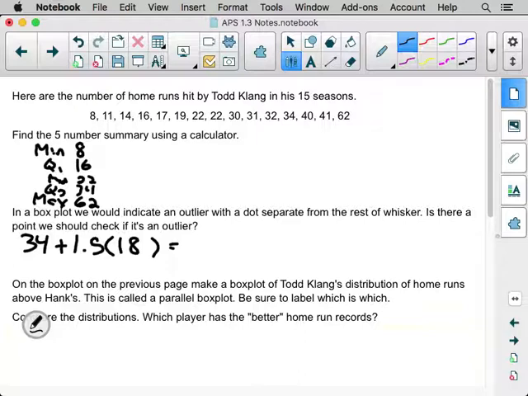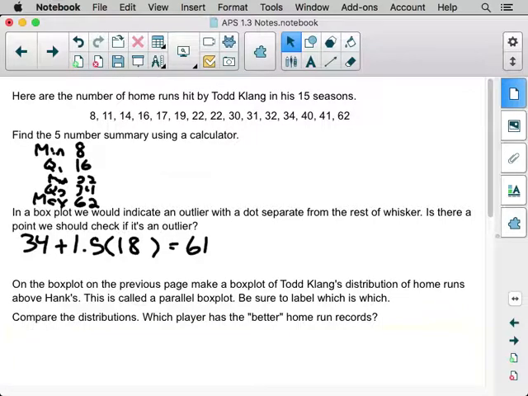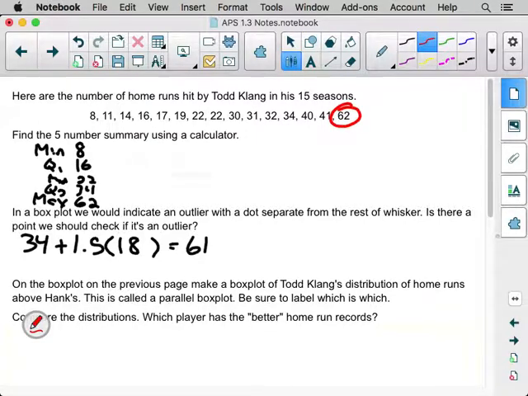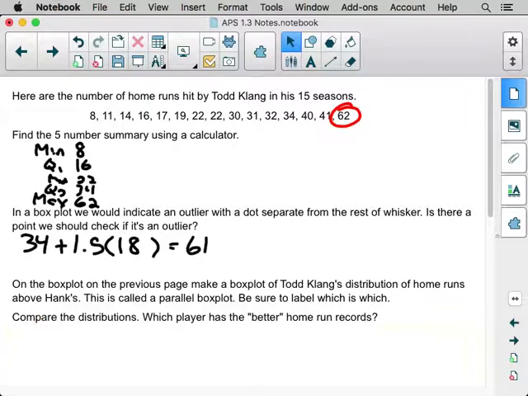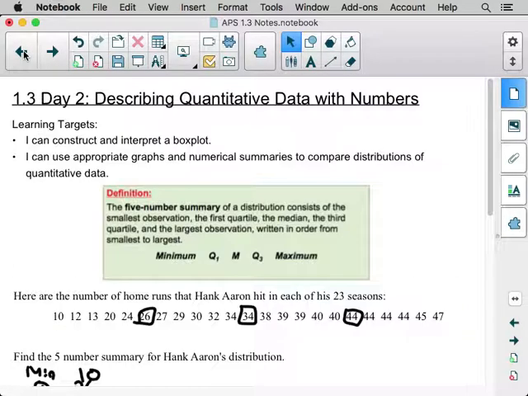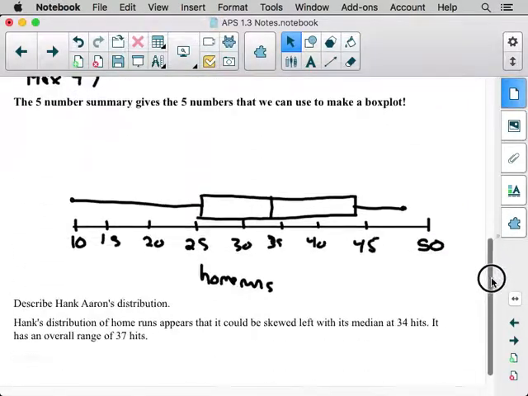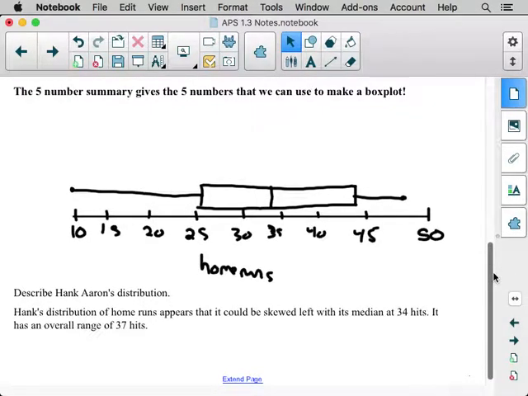Oh, guys, look. There's an outlier. What a coincidence. So remember, anything above this value is an outlier. So here, that means that is going to be disconnected from the rest of our data, the rest of our whisker. So what I want us to do is now we can go back. Let's add in this data. Okay?